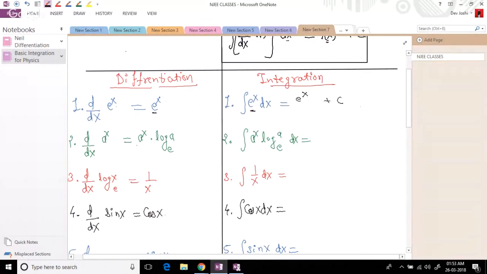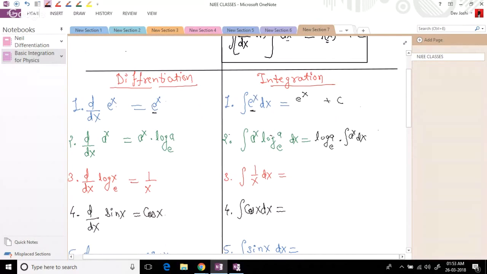All right. Next, differentiation of a to the power x is equivalent to what? a to the power x times log of a on the base e. Correct. a stands for a constant, so log a on the base e is basically a constant term. If you integrate the right-hand side, that is the integral of a to the power x into log of a on the base e, since log a on the base e is a constant term, it can be taken out of the integration. So we have log of a on the base e times the integral of a to the power x dx.